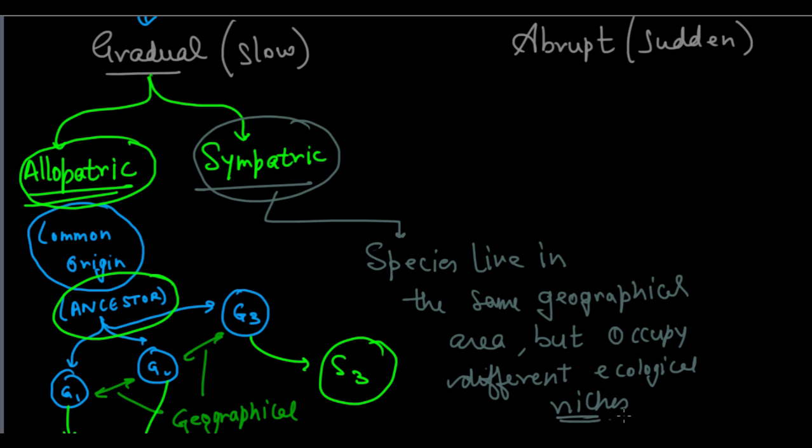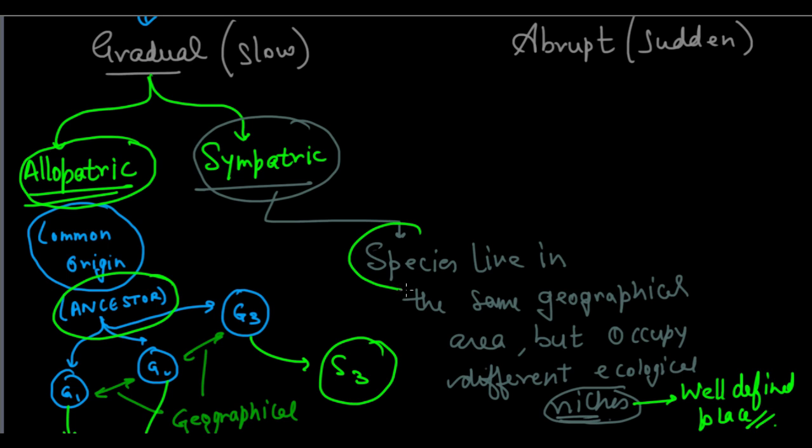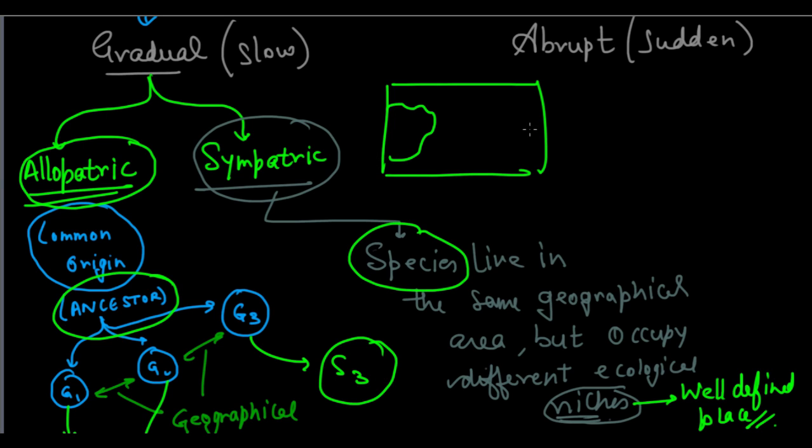Now, what this basically means, the word niche. Niche is basically a well-defined place which can be occupied by a group of organisms, right? For living. So sympatric is where species which are formed live in the same geographical area, but they occupy different ecological niches. Therefore, there is a separation between them because they are occupying different niches. So suppose there is a land and this is the same geographical area, but this is a separate niche and this is a separate niche.